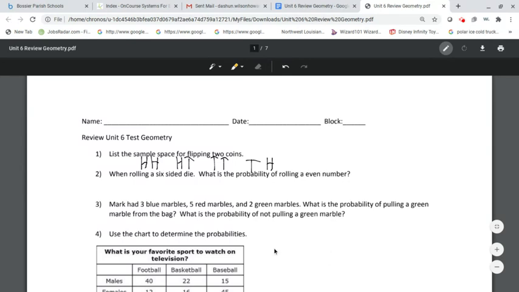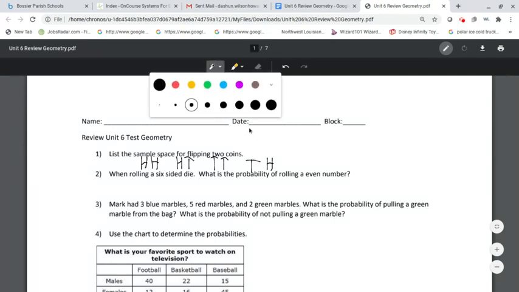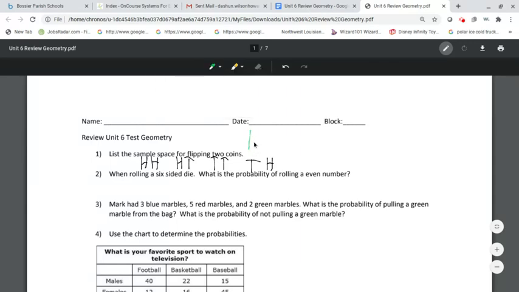All right, so list all the sample space for flipping two coins. Remember, you have two choices when you are flipping a coin. You can either get heads or tails. So if I'm flipping two, you can get heads heads, heads tails, tails heads, or tails tails. Okay, so that is my answer.